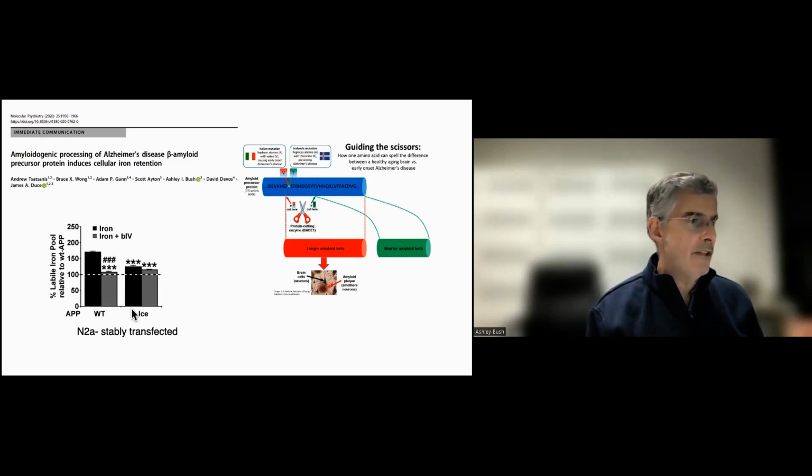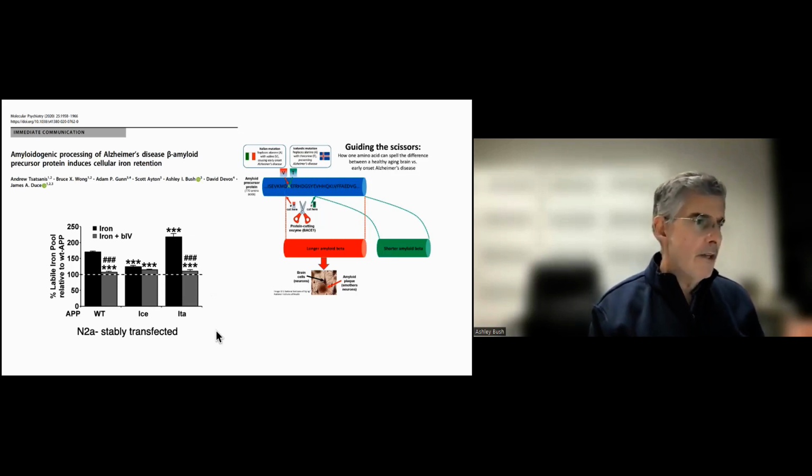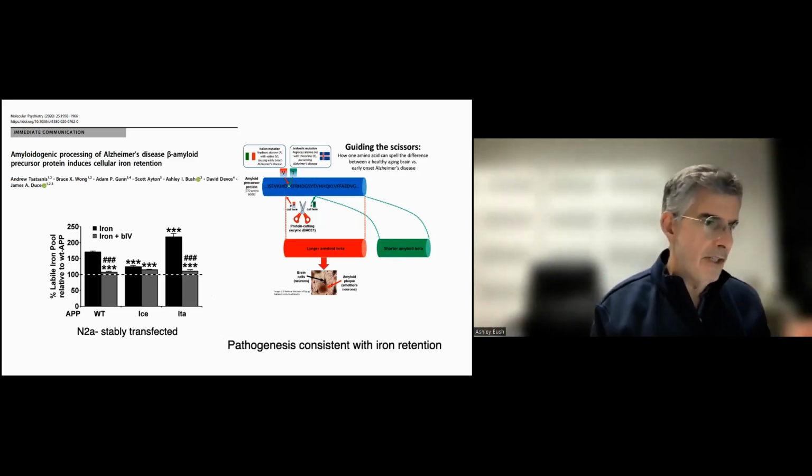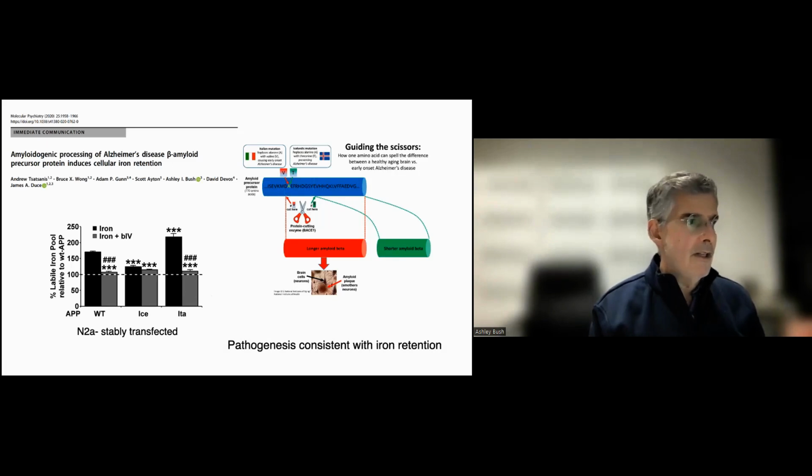The Icelandic mutation does not experience such an increase in iron after challenge with iron, but the Italian mutation has got markedly more iron elevation that occurs after challenge, and this is suppressed again by the BACE inhibitor. So this argues that on top of the influence on amyloid generation, it's possible that the pathogenesis that's associated with these mutations is consistent with iron retention.